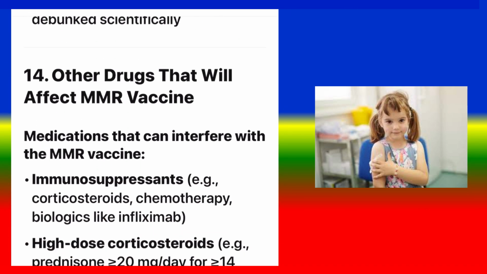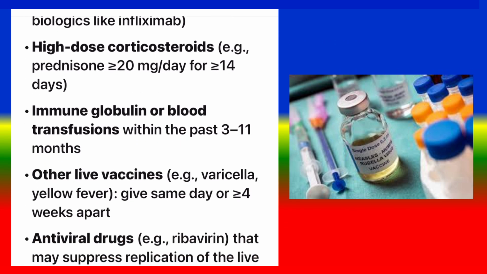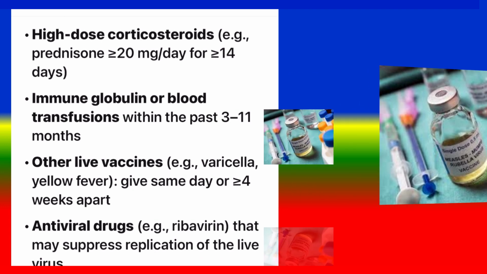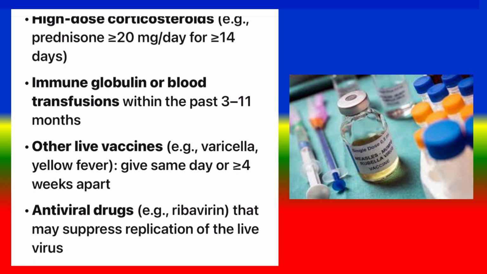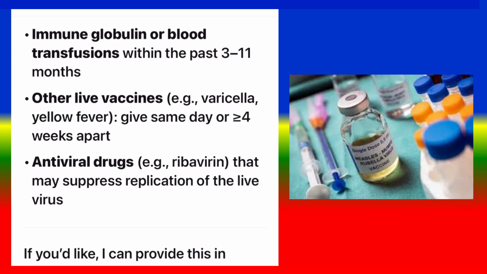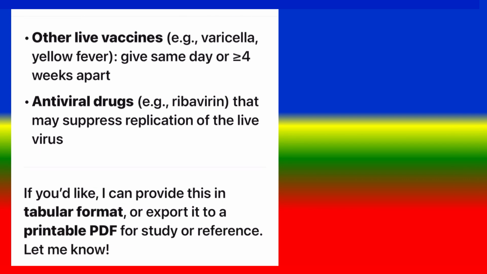14. Other drugs that will affect the MMR vaccine. Medications that can interfere with the MMR vaccine: immunosuppressants, e.g. corticosteroids, chemotherapy, biologics like infliximab; high-dose corticosteroids, e.g. prednisone 20 milligrams per day for 14 days; immune globulin or blood transfusions within the past 3 to 11 months; other live vaccines, e.g. varicella, yellow fever, give same day or 4 weeks apart; antiviral drugs, e.g. ribavirin, that may suppress replication of the live virus.